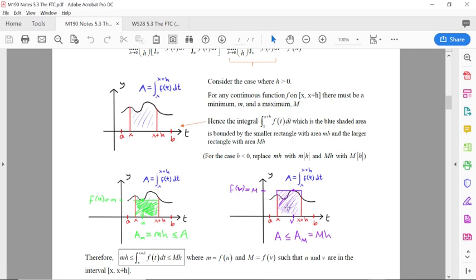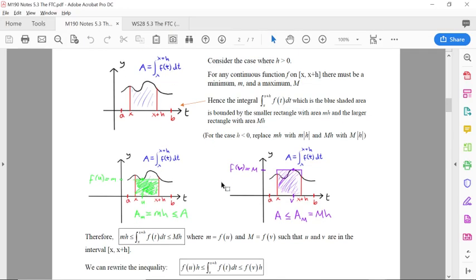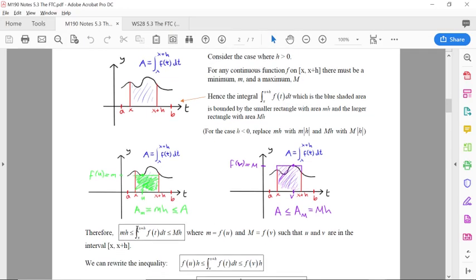Let's put those bits and pieces together. We have the integral from x to x plus h of f of t dt is greater than or equal to lowercase m times h, where lowercase m is the minimum within that interval, and is less than or equal to uppercase M times h, where uppercase M is the maximum within that interval, right? That has to be true.